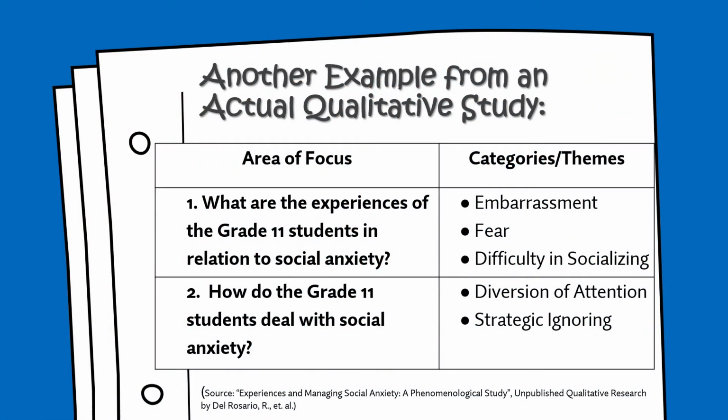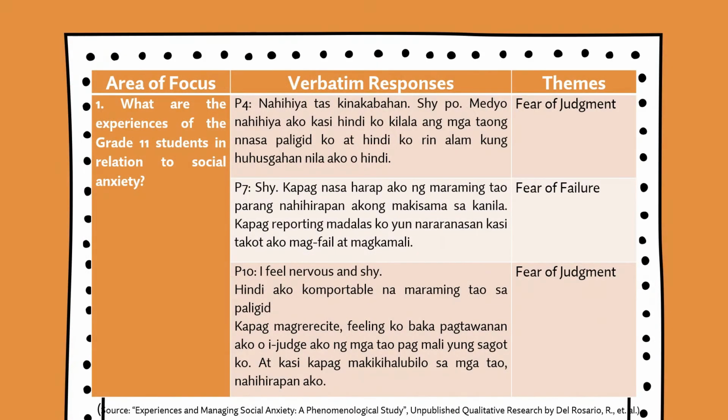Given on the screen is an example from an actual qualitative study in which the answers are categorized according to themes based on the following research questions. Shown in your screen is an example of an actual data analyzed by the researchers. In the first column is the area of focus, or the first statement of the problem, followed by the verbatim responses in the second column, and then the themes that they have formulated from these verbatim responses. Please read it silently.